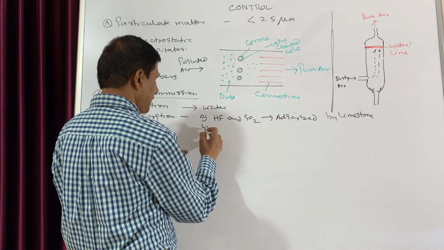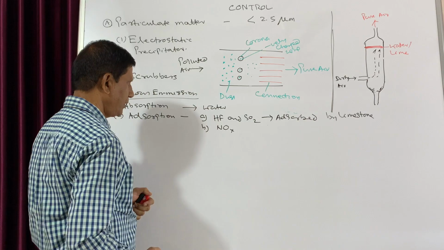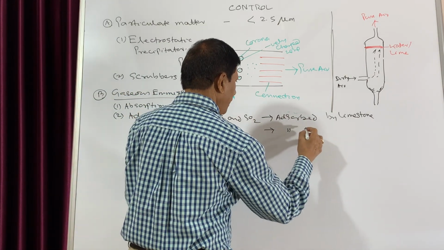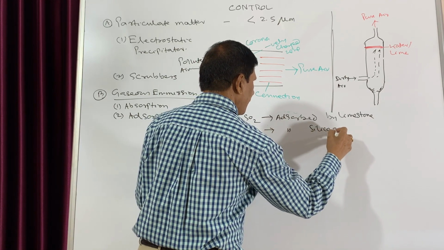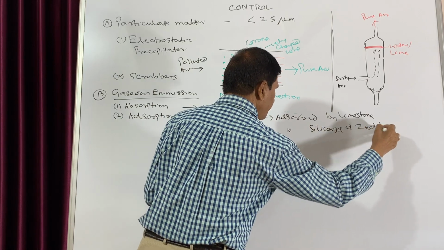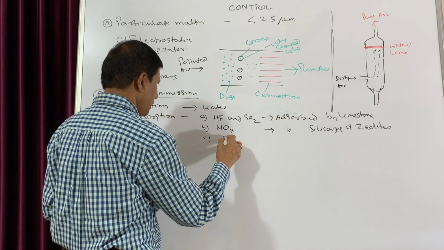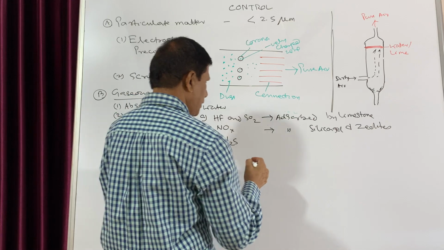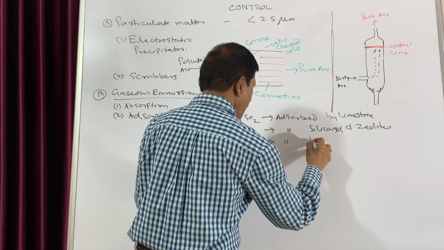That means the limestone can adsorb these two, so that they will not be released to the atmosphere. Similarly, the second one is the oxides of nitrogen. Now the oxides of nitrogen can be adsorbed by silica gel and zeolites. Similarly, the third case, suppose we take H2S. This H2S is adsorbed by iron oxide.